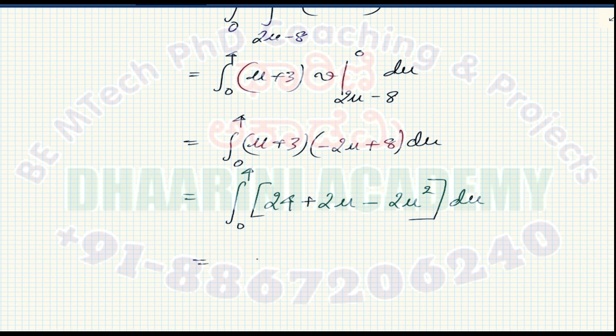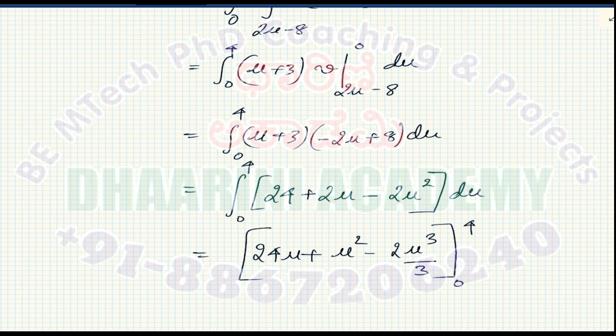So this gives 24 times u plus 2u, which becomes u squared by 2, the 2 cancels, minus 2 times u cubed by 3. To this, substitute 0 to 4. Upon simplification, we got the answer 208 by 3, which is the required answer.